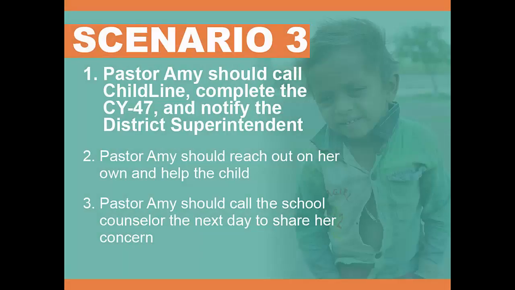Option 1 is correct. Since Pastor Amy suspects child abuse, she should call Childline immediately. She should complete a CY-47 report to the Children and Youth Services. And Pastor Amy must also notify the district superintendent as soon as possible.